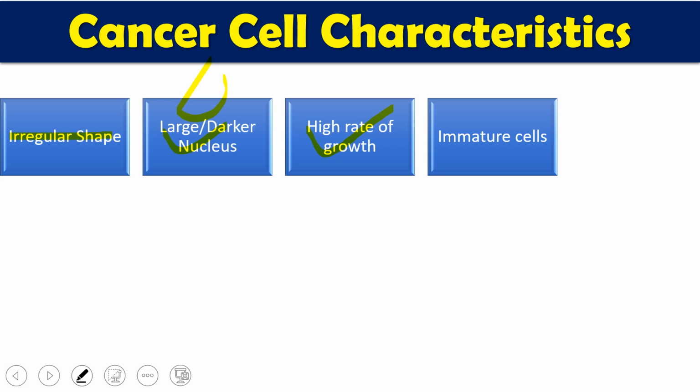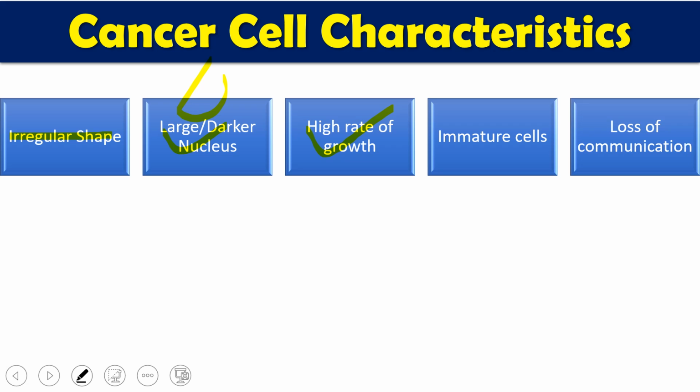Immature cells: normal cells differentiate, divide, then mature and perform normal functions, whereas cancer cells replicate very fast, so they do not go for maturation. Almost all tumor cells are immature cells, so they do not perform the normal function of the tissue. Loss of communication: cancer cells do not respond to normal signaling processes, so they lose communication systems.